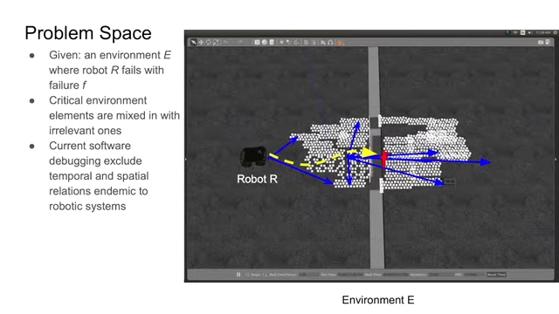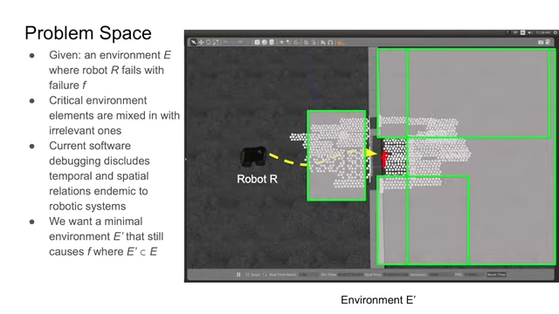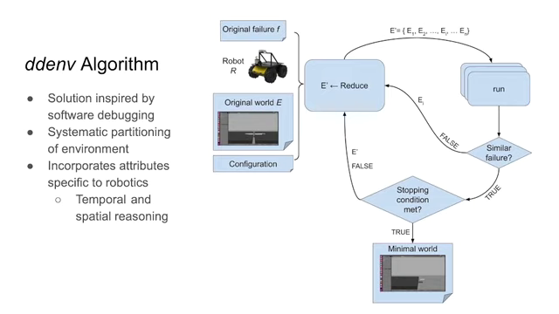Traditional software debugging approaches do not leverage the temporal and spatial relations essential to environment reduction. Using givens of E, R, and F, we want to arrive at an environment E prime that causes F, where E prime is a subset of E. Our environment reduction takes cues from established software debugging techniques. We leverage the temporal and spatial relations to heuristically reduce the environment and compare the results against the original failure.